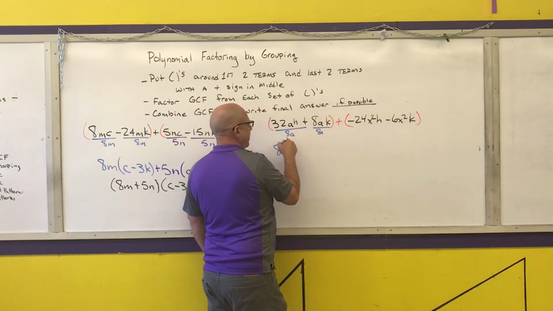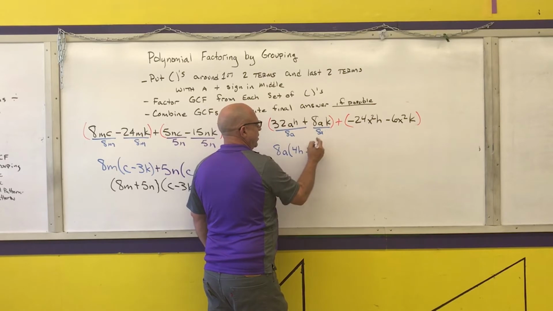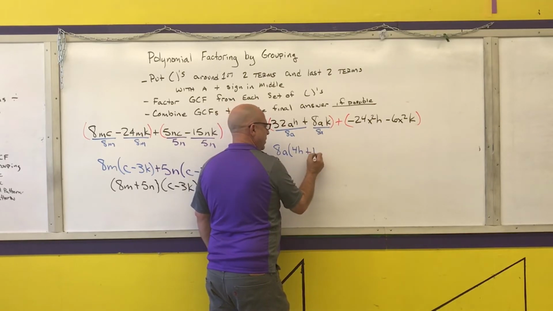32 divided by 8 is 4. A over A is 1, H. 8 divided by 8 is 1. A over A is 1, K.